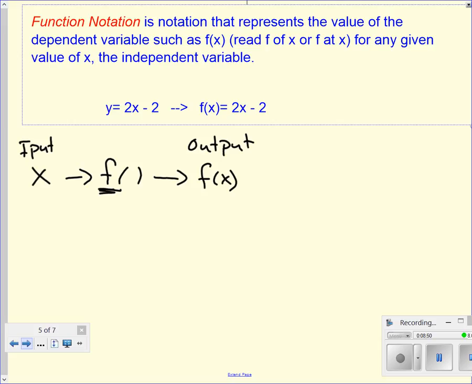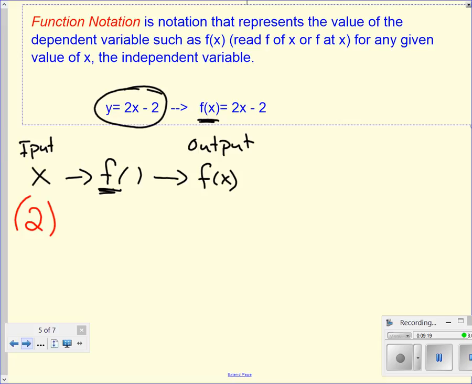So here we have a linear equation, y is equal to 2x minus 2. I turn this into function notation by replacing the y with f of x. So this is telling me the function of x is equal to 2x minus 2. Here, if I'm going to input something, let's say I want to input not x, but 2.